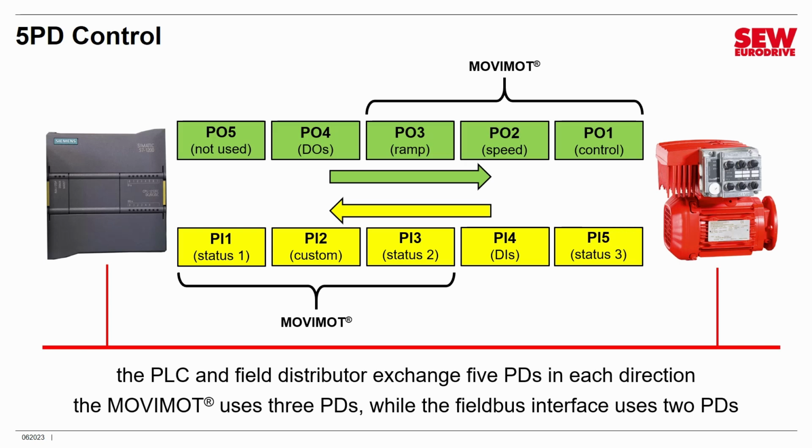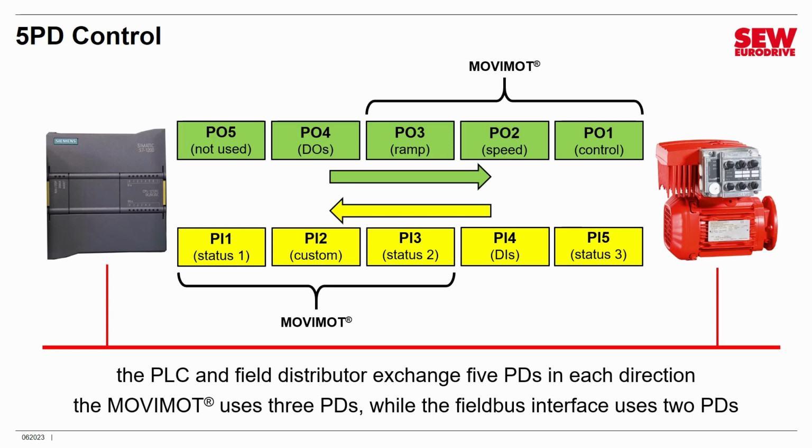PI1 provides status information telling you what's going on with the VFD. PI2 is customizable. It can send back one of several pieces of information. I'll show you how to pick which one in just a minute. PI3 is a second status word that provides some additional information about the VFD.